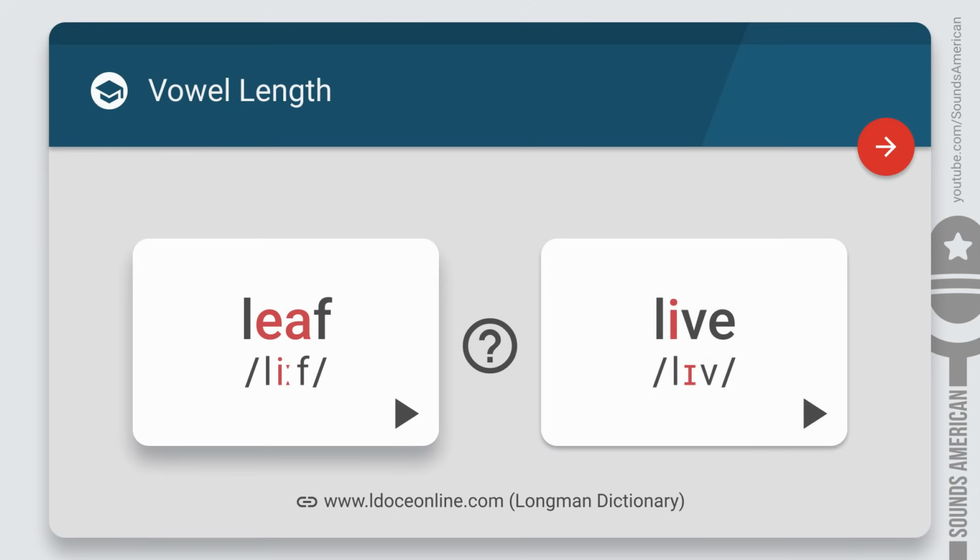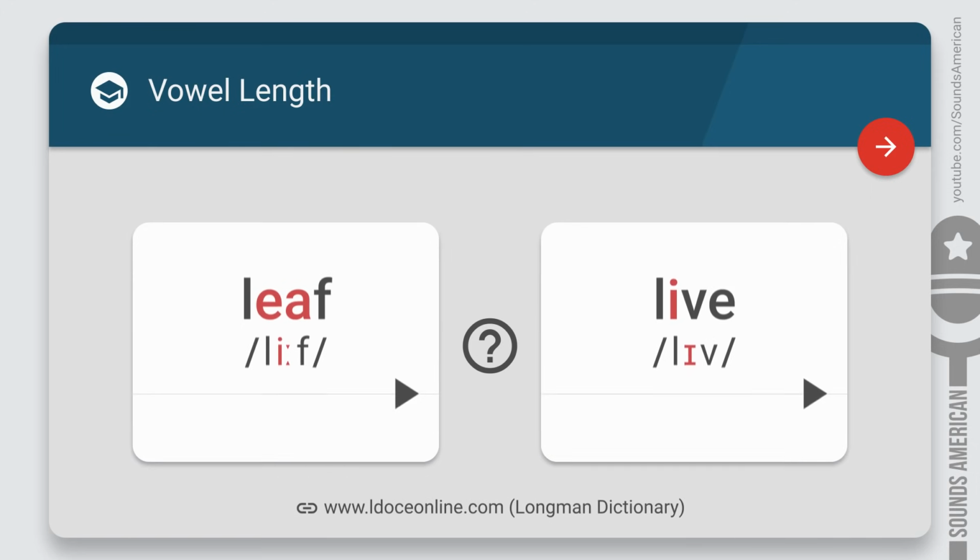Which vowel sound do you think is longer? The one in the word on the left or the one in the word on the right? We know it may be hard to tell. Let's try again.